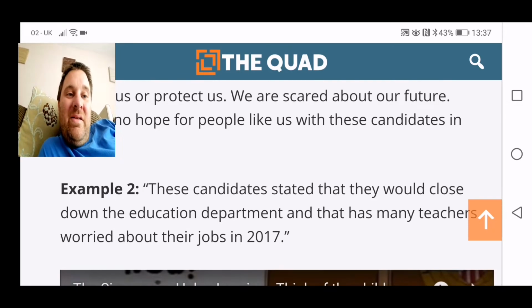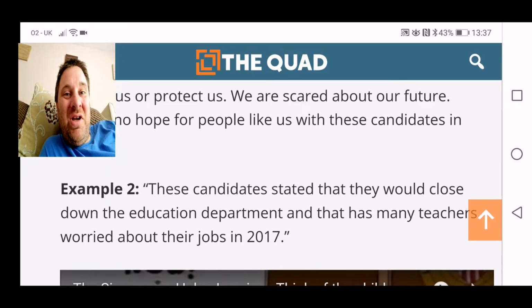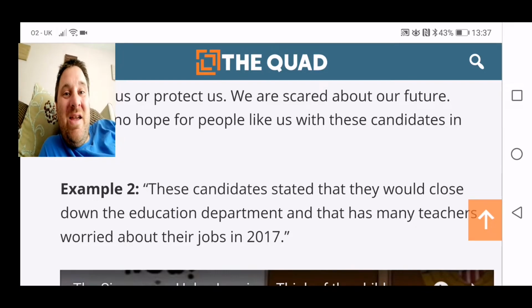These candidates stated that they would close down the education department, and that has many teachers worried about their jobs in 2017. They should close down the education department, because it's based on the Prussian education system, using the servant utilitarian arts to keep you as a slave, basically. No, not even basically. It is. Yeah, so you tie the chains to your own ankles. Yeah, that's what it's there for, to keep you enslaved.